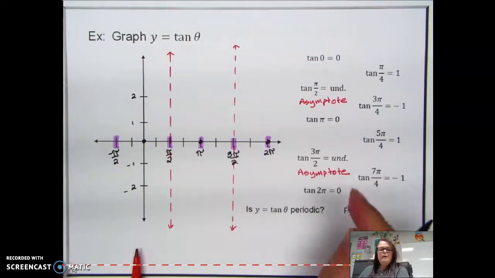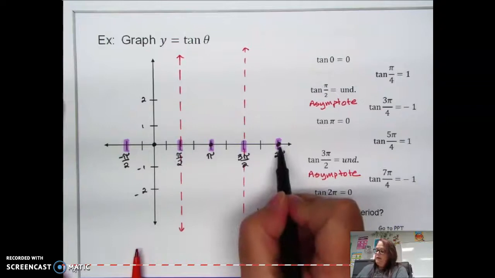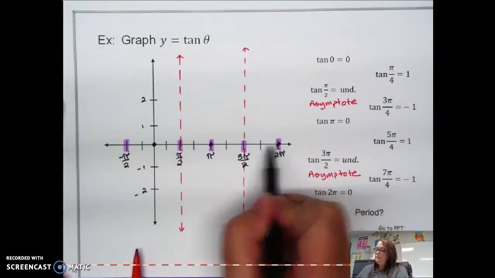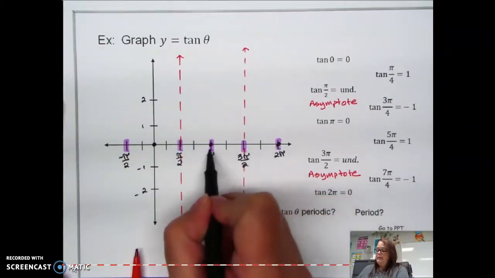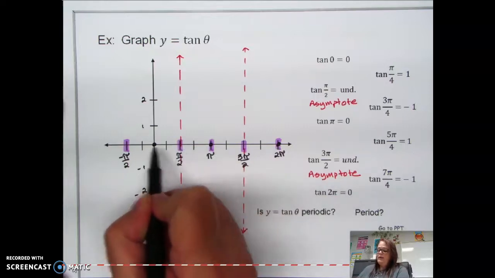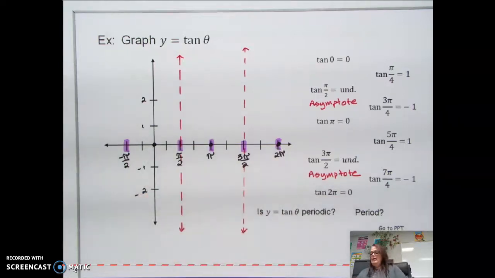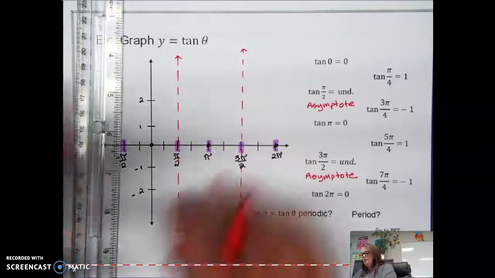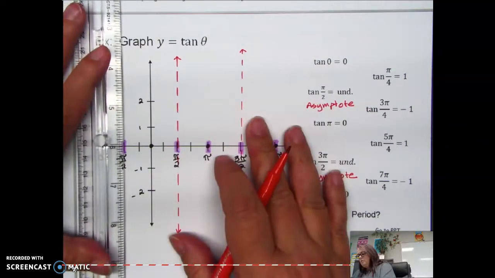So if we follow this pattern backwards, I've got an intercept on my purple line, and then an asymptote, and then an intercept, and then an asymptote, and then an intercept. And so that tells me that at negative pi over 2, I would have an asymptote.